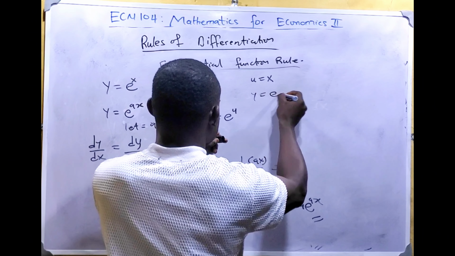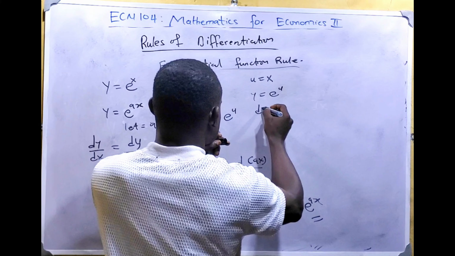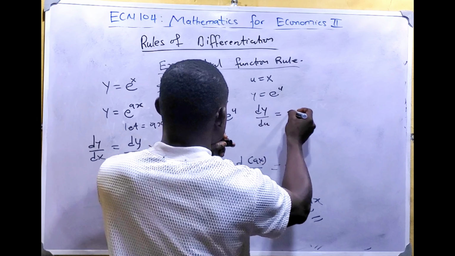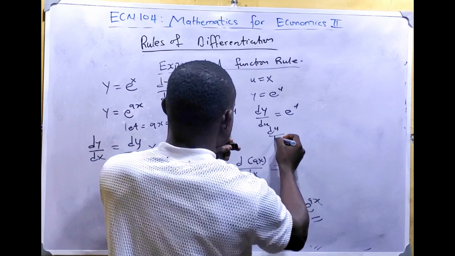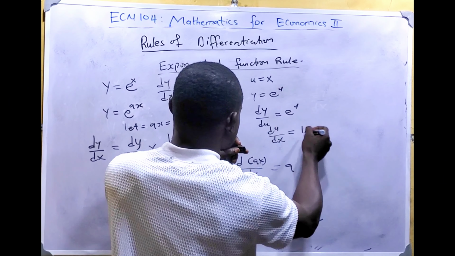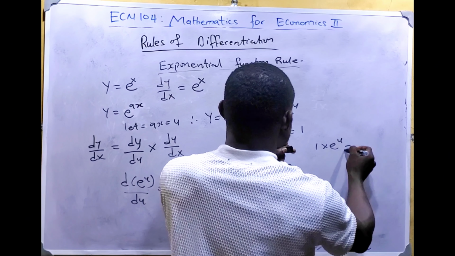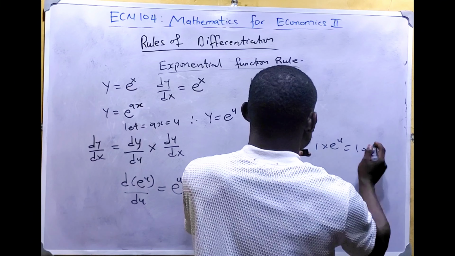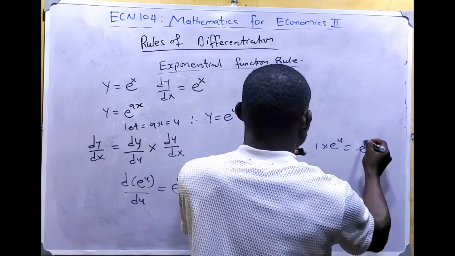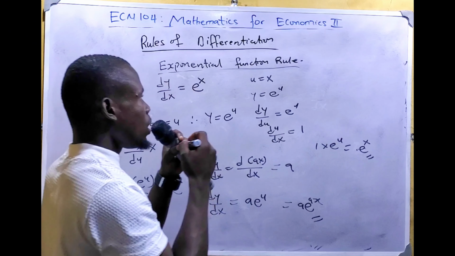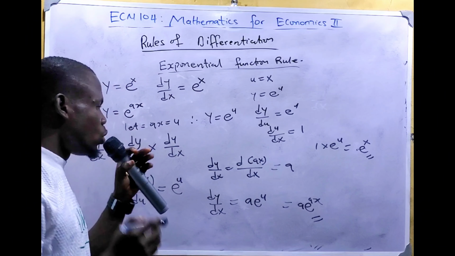Y equals e raised to the power u. So your dy/du will be e raised to the power u, while your du/dx equals what? 1. So here you have 1 times e raised to the power u, the same thing as 1 times e raised to the power x. So that's how the exponential function rule works.